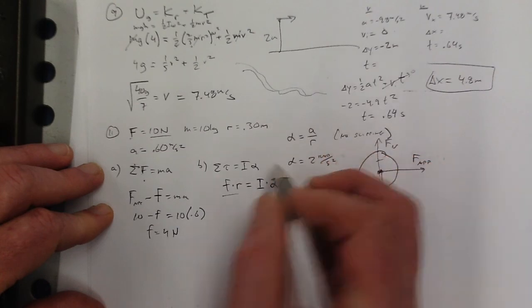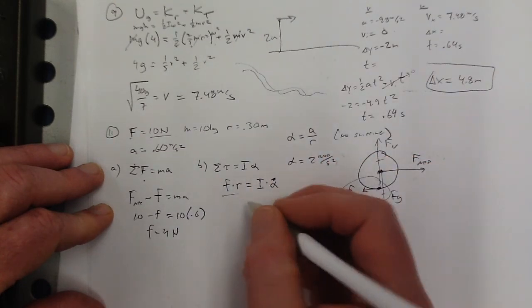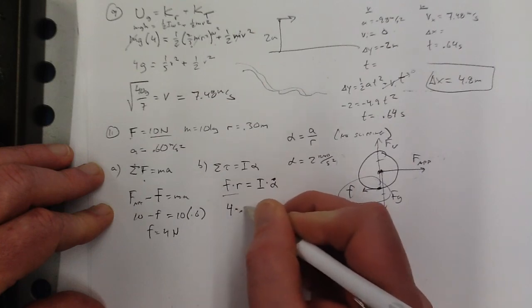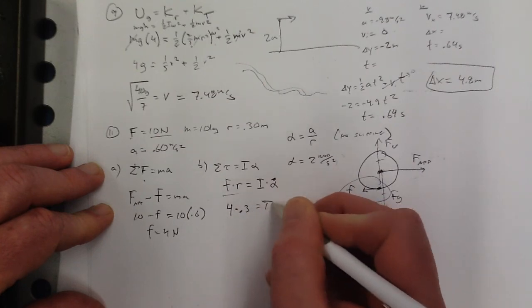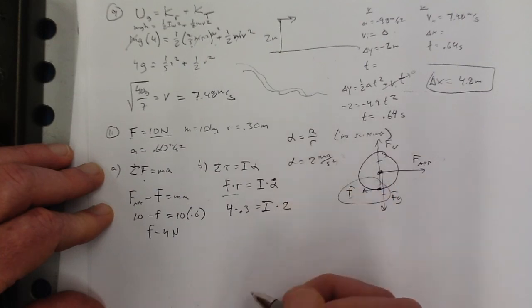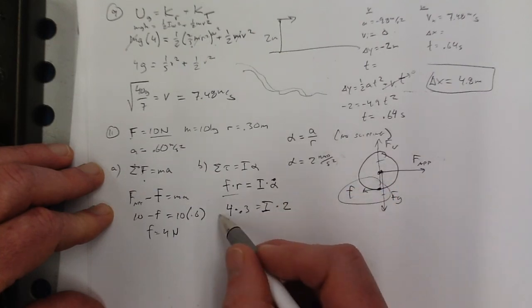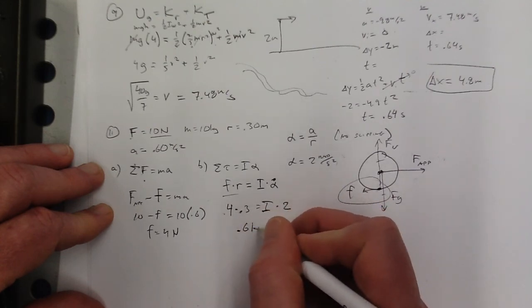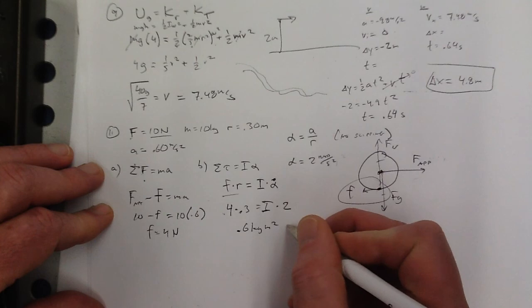I was going to put the 2 there, but I guess I haven't plugged in any numbers yet. So friction force is 4, radius is 0.3, rotational inertia is what I'm looking for, and the angular acceleration is 2. So dividing the 2 over there, it's going to be 2 times 0.3, so it's 0.6 kilogram meters squared.